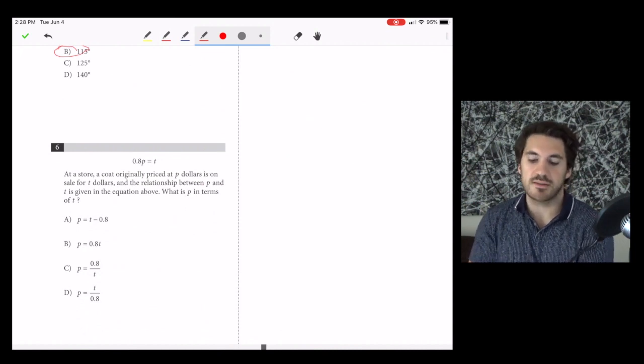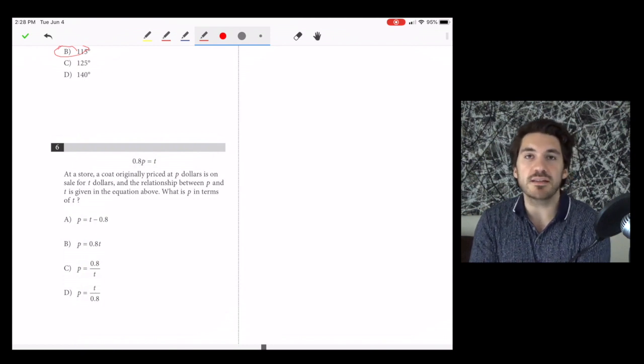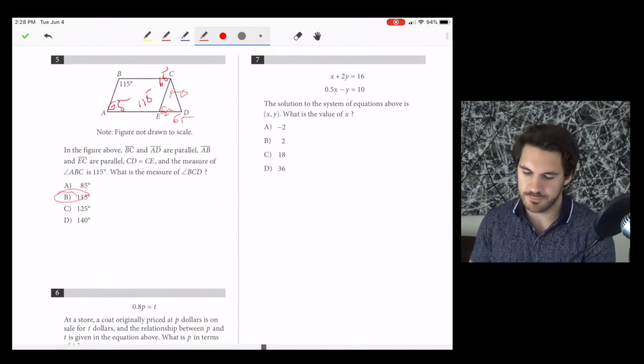Number 6, at a store, a coat originally priced at P dollars is on sale for T dollars. And the relationship between P and T is given in the equation above. What is P in terms of T? Just isolate for P. P is going to be T divided by 0.8, which is answer choice D.